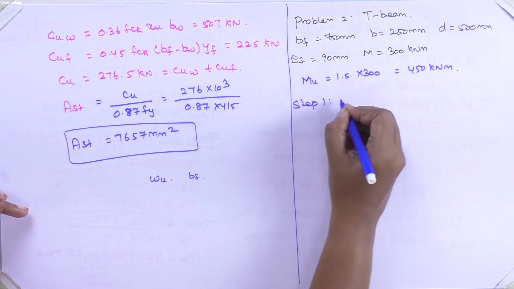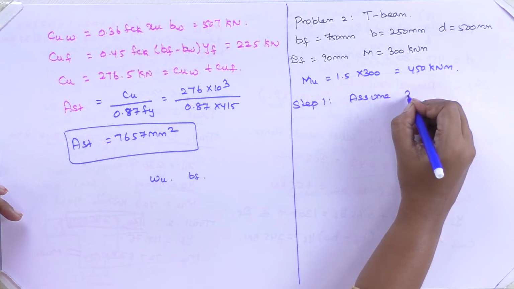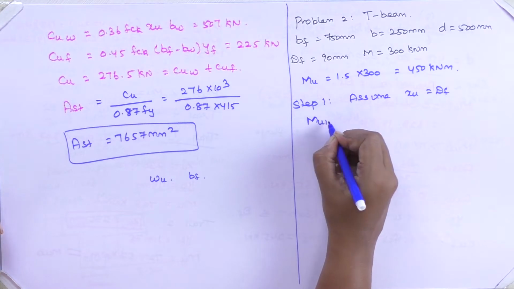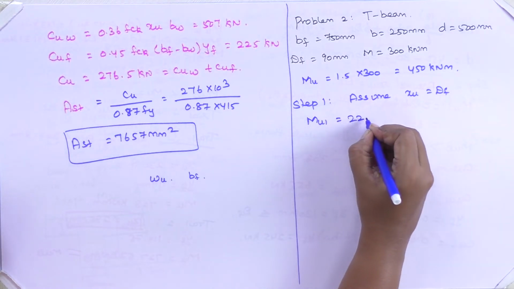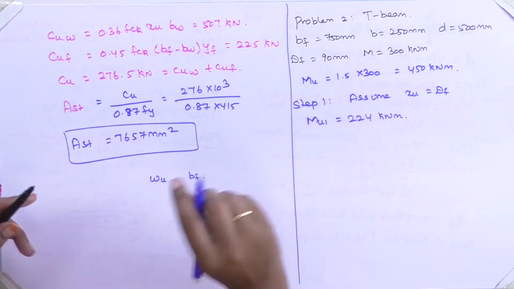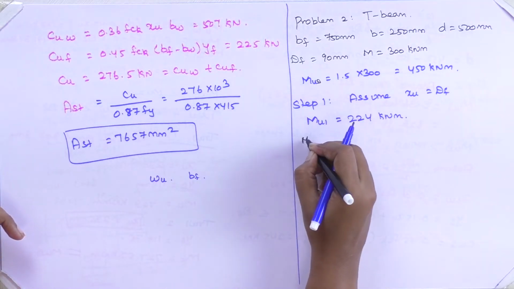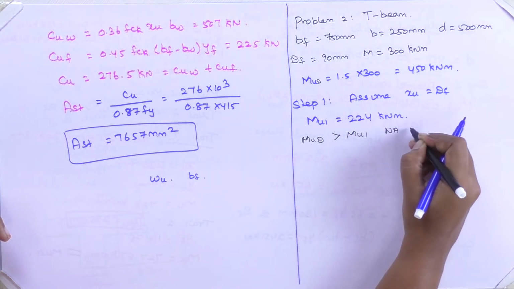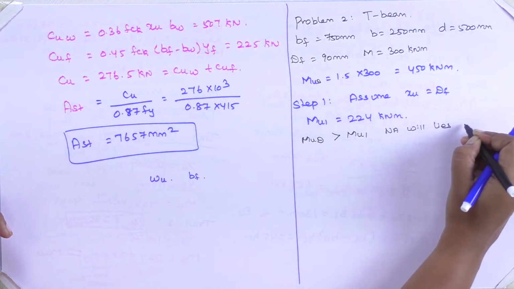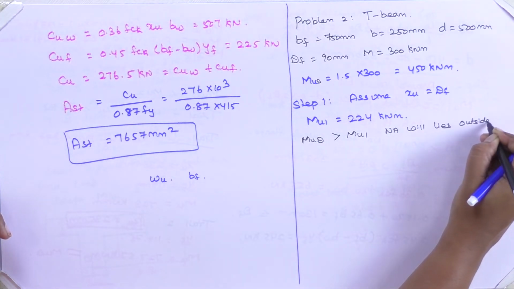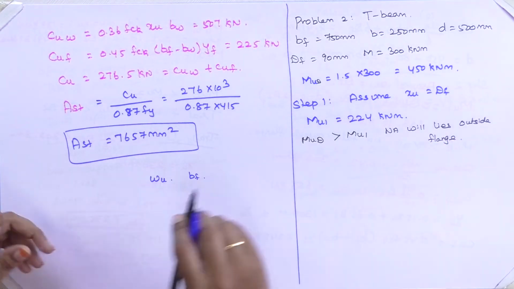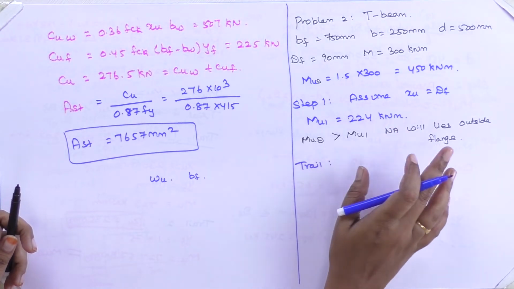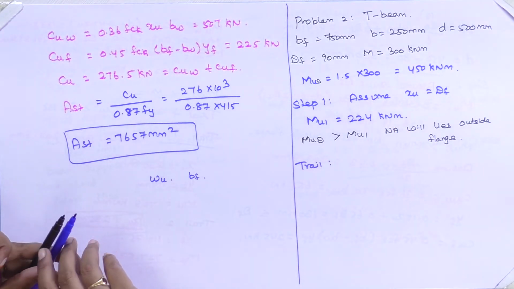Step 1. First step, you need to arrive at XU is equal to the depth of the flange. For that you will get MU1 value as 224 kilonewton meter. Here MUD is greater than MU1, so NA will lie outside the flange. So I'll go for trial. If it is inside, I won't go for trial, I'll keep the same reinforcement.